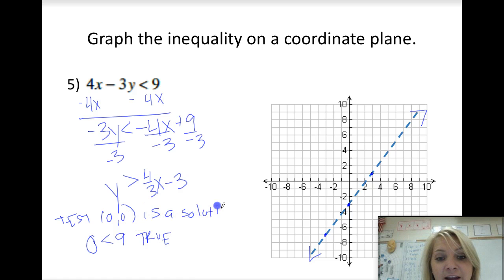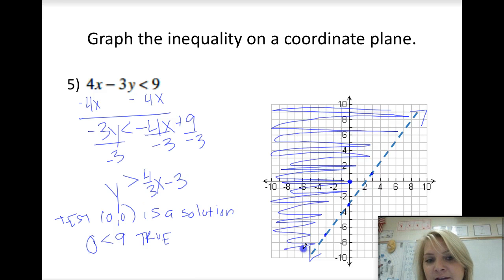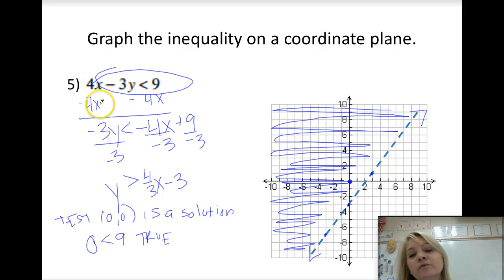So we want to shade to include that solution as 0, 0. So we're going to be shading to the left of this line. And once again, any ordered pair that's shaded will produce a true statement to our original inequality. So negative 8, 0, negative 6, 9, all of those will produce a true inequality.